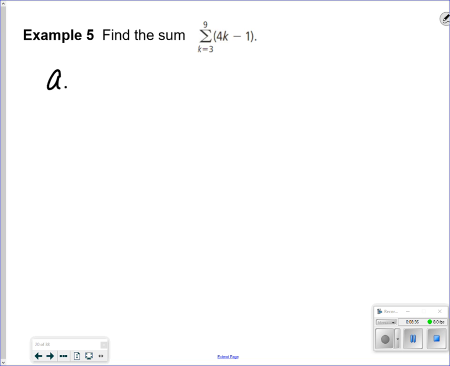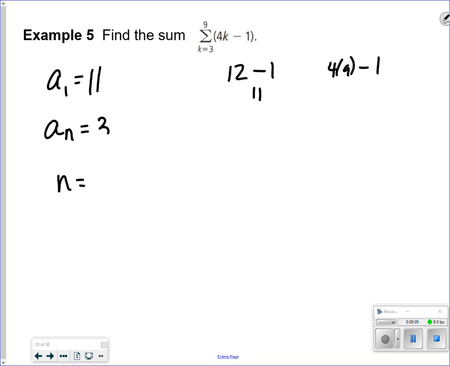So a sub 1, if I want to find the sum of an arithmetic sequence, I need a sub 1, or the first term in the sequence. I need the last term in the sequence, and I need to know how many terms there are. So if I plug 3 in, okay, I realize we're not starting with 1, but if I plug 3 in, I get 12 minus 1, which was 11. So the first term in the sequence is 11. If I put 9 in, 4 times 9 minus 1, I get 35. So that's the last term of the sequence.